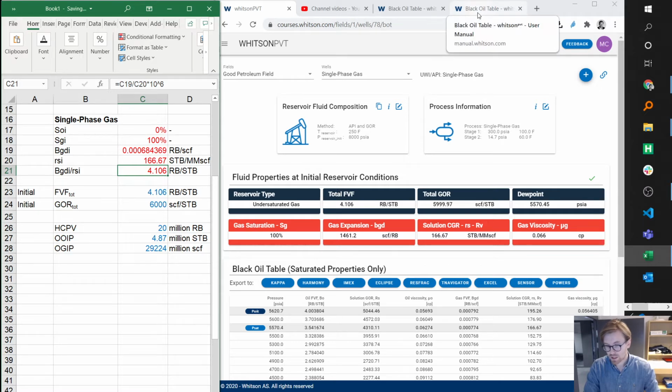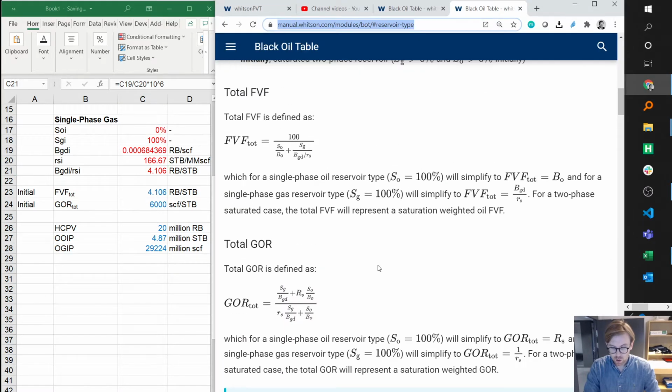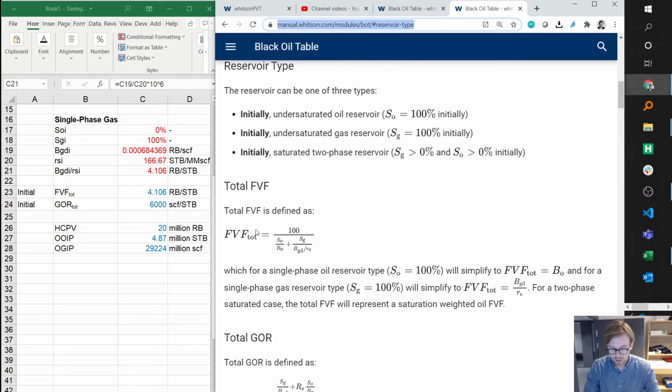And why does that make sense? Well, it makes sense because we know that this particular formula right here will simplify to the BGD over little rs when the saturation of gas is 100%. That's provided for us. Okay, so that's nice.